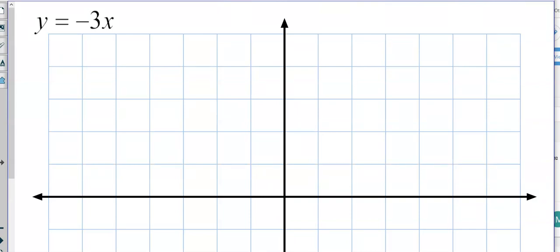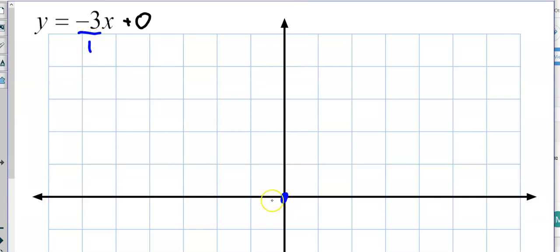This one doesn't seem to have a b value. I'm going to put +0 just to see. You see, it doesn't really seem to have a b value there, it was just empty. So 0 is the y-intercept. The slope is -3. You might want to think about this as -3 over 1.